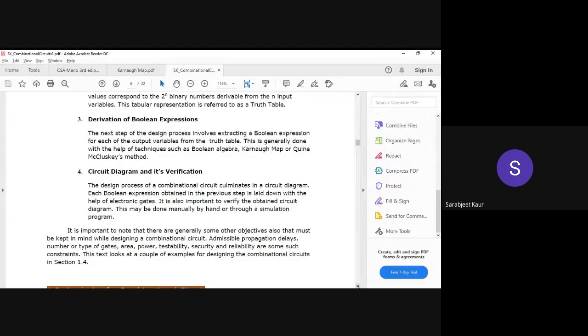The same thing could be done using Boolean algebra or Quine-McCluskey's method, but this is not in your course. The other two methods we have seen.